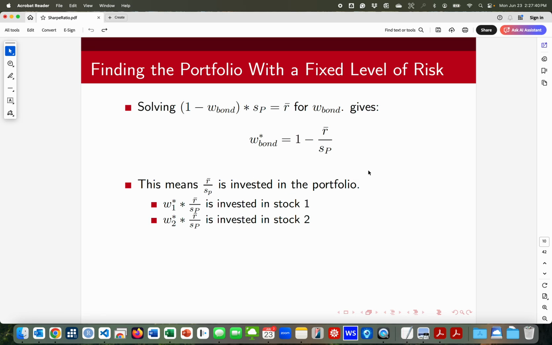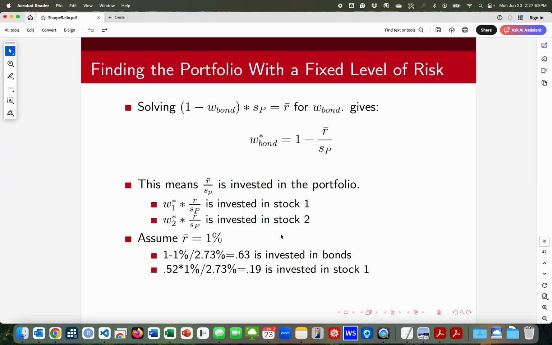It's a little harder to see without actual numbers, but let's say they desire a standard deviation of 1%. So 1% divided by 2.73%, 1 minus that, 0.63, that's how much they're going to put in bonds. And they're going to put their remaining portion, okay, and they're going to put some in stock 1, some in stock 2. So the sum of these two numbers right here, stock 1, stock 2, plus this have to add up to 1.